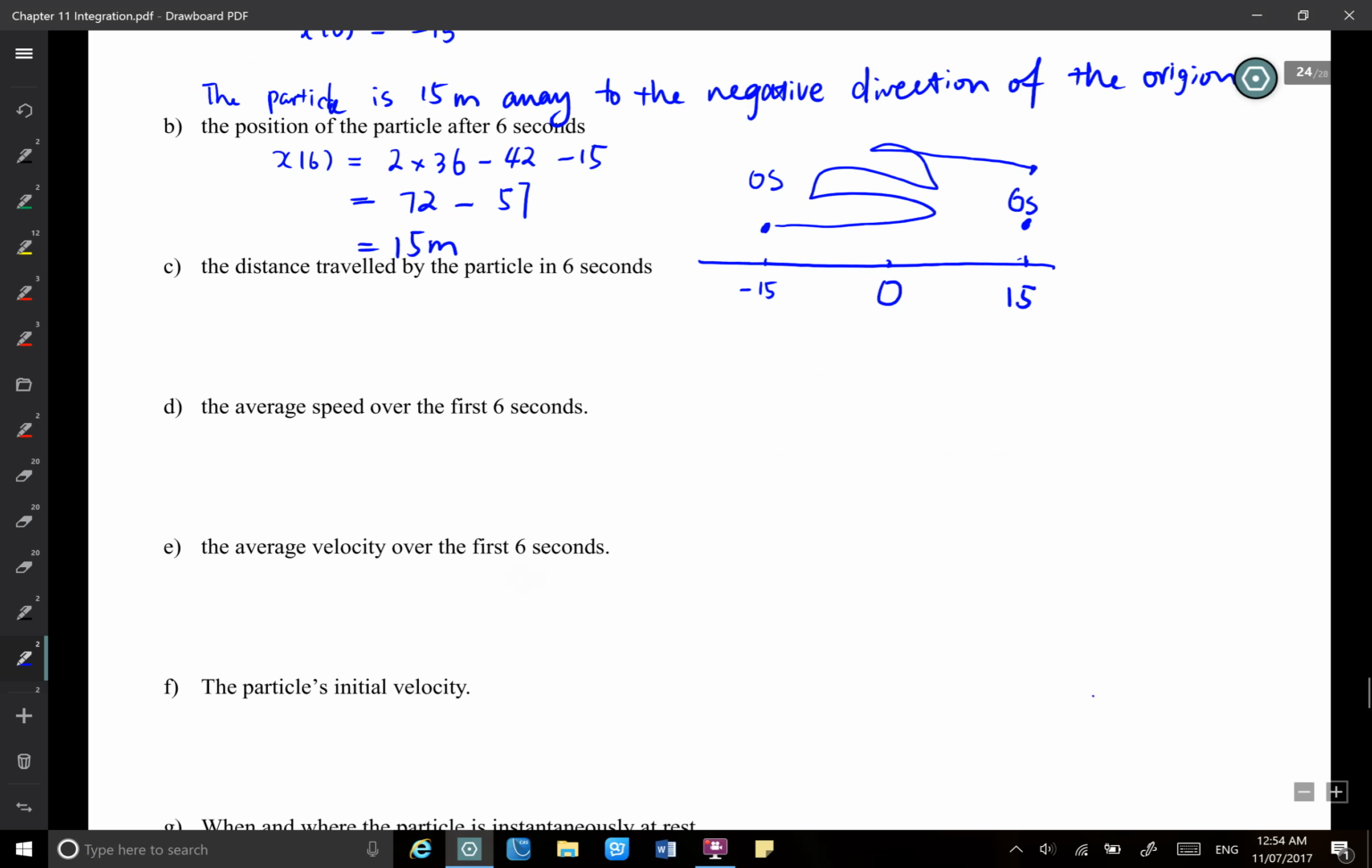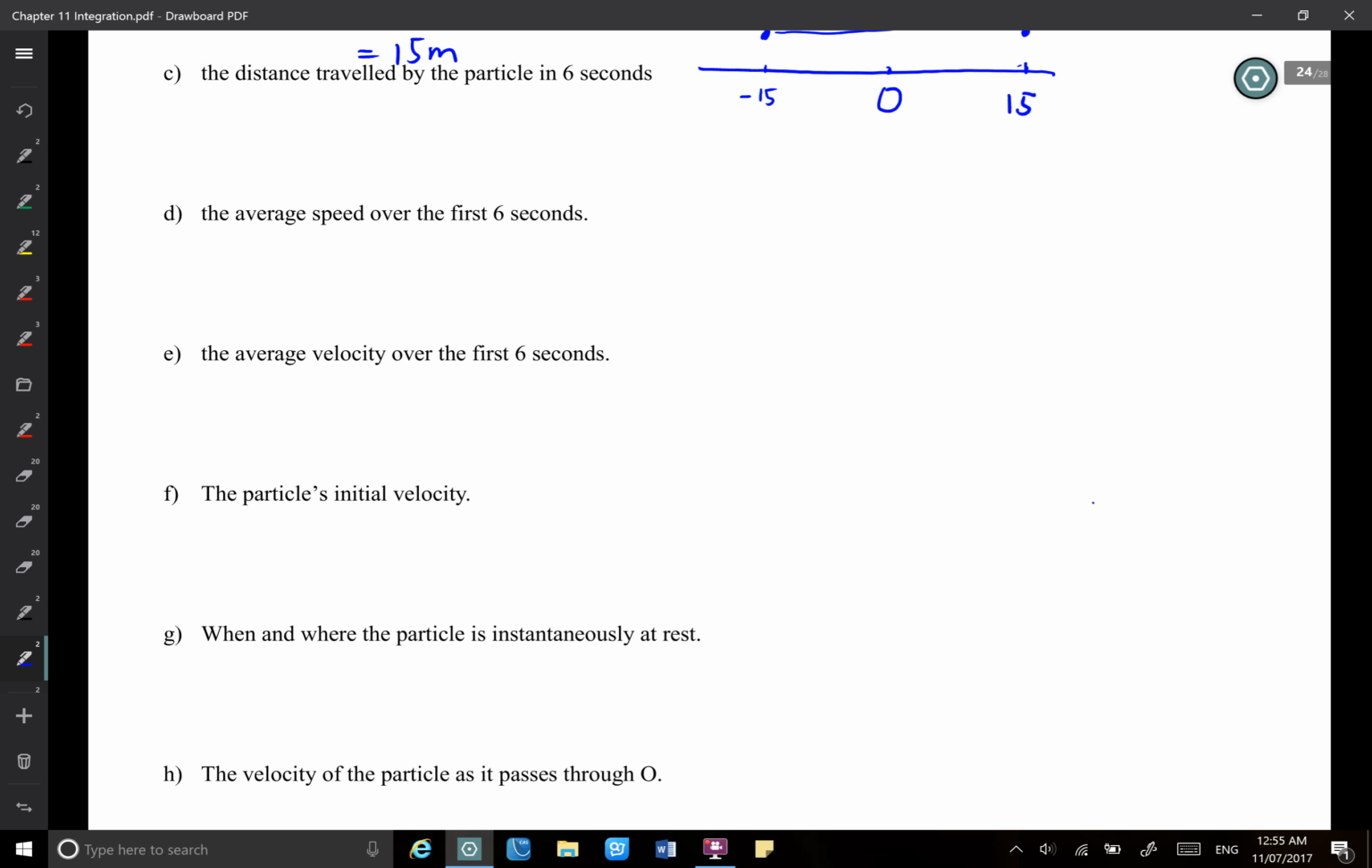Okay, this displacement is 30 in 6 seconds. The next question is asking, well, let's skip those two, C and D, first. Let's have a look at E. E is asking what is the average velocity over the first 6 seconds. Average velocity is very important. You need to remember the formula.